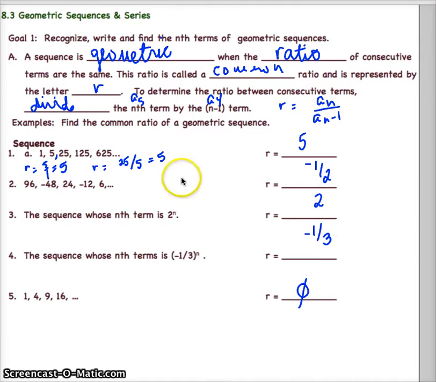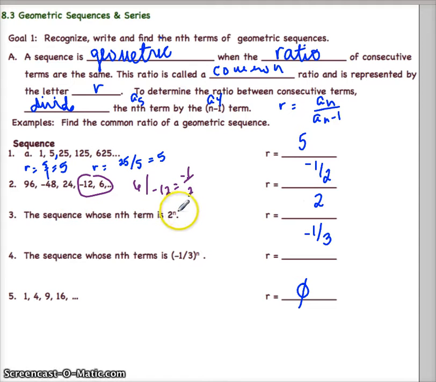Let's see how you did. The common ratio for the sequence number 2 is negative 1/2. Negative 48 divided by 96 is negative 1/2. I probably would have selected these two values. 6 divided by negative 12 is negative 1/2. Number 3, the common ratio is 2.